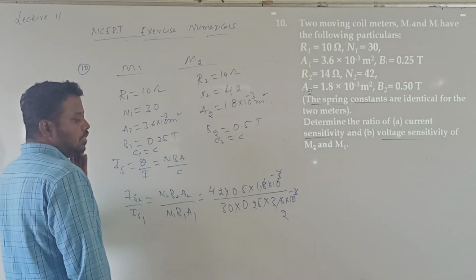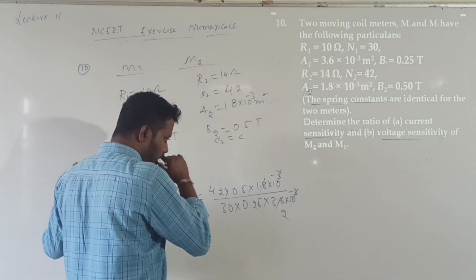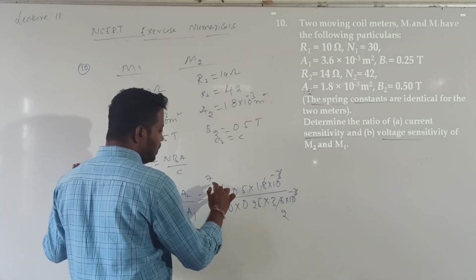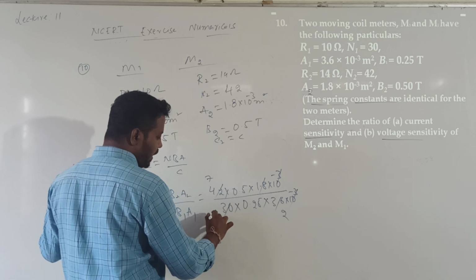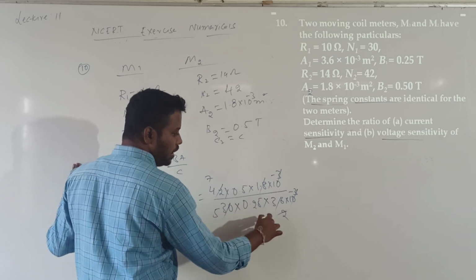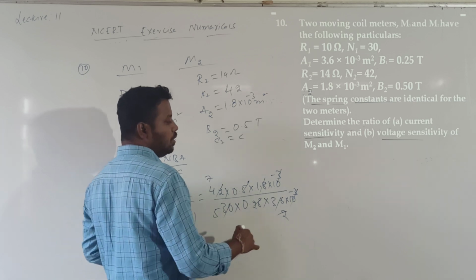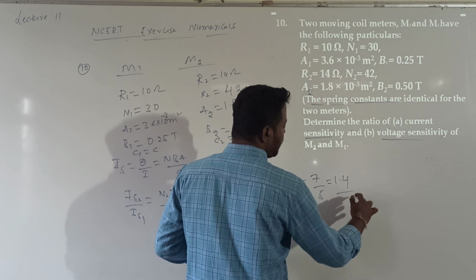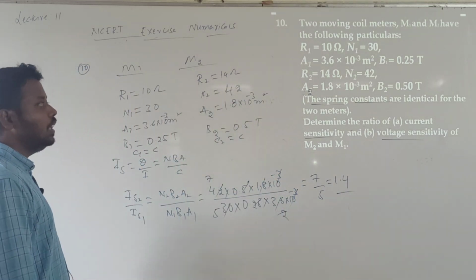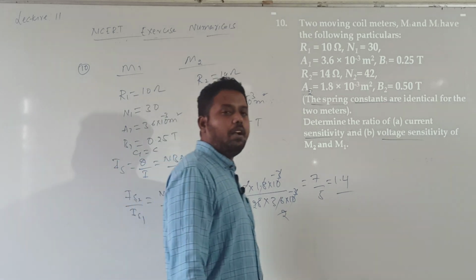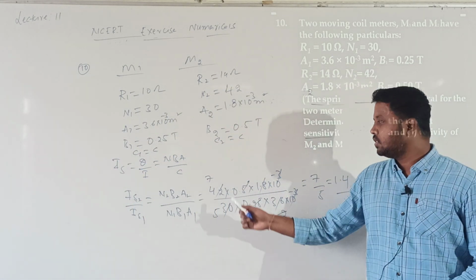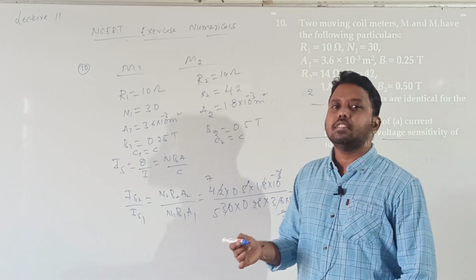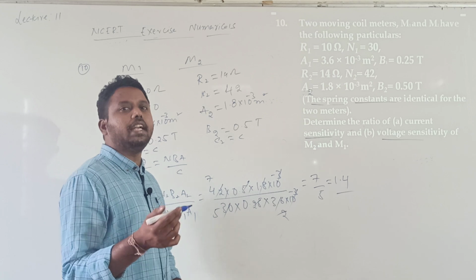So then 0.5 into 42, 6 sevens are 42, 6 fives are 30. 0.5 twos are, 5 cancels. What is left? 7 divided by 5, which is 1.4. So what is the ratio? 1.4. Which current sensitivity is more? M2's current sensitivity is more than that of M1. Current sensitivity means deflection produced per unit current.